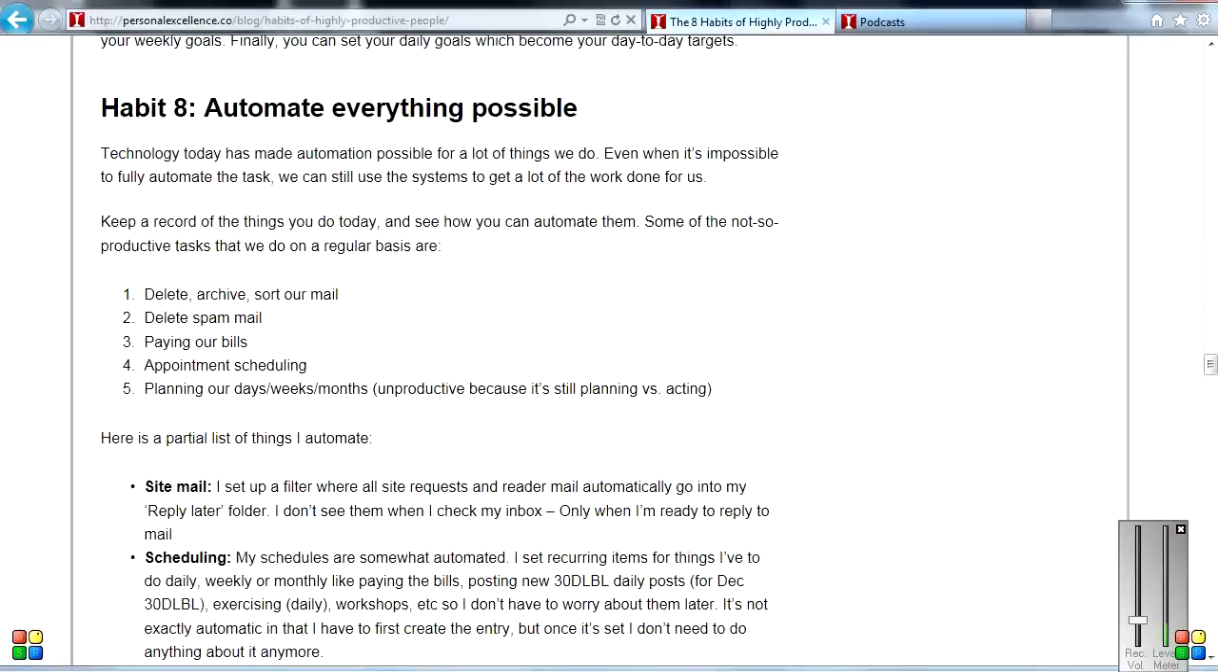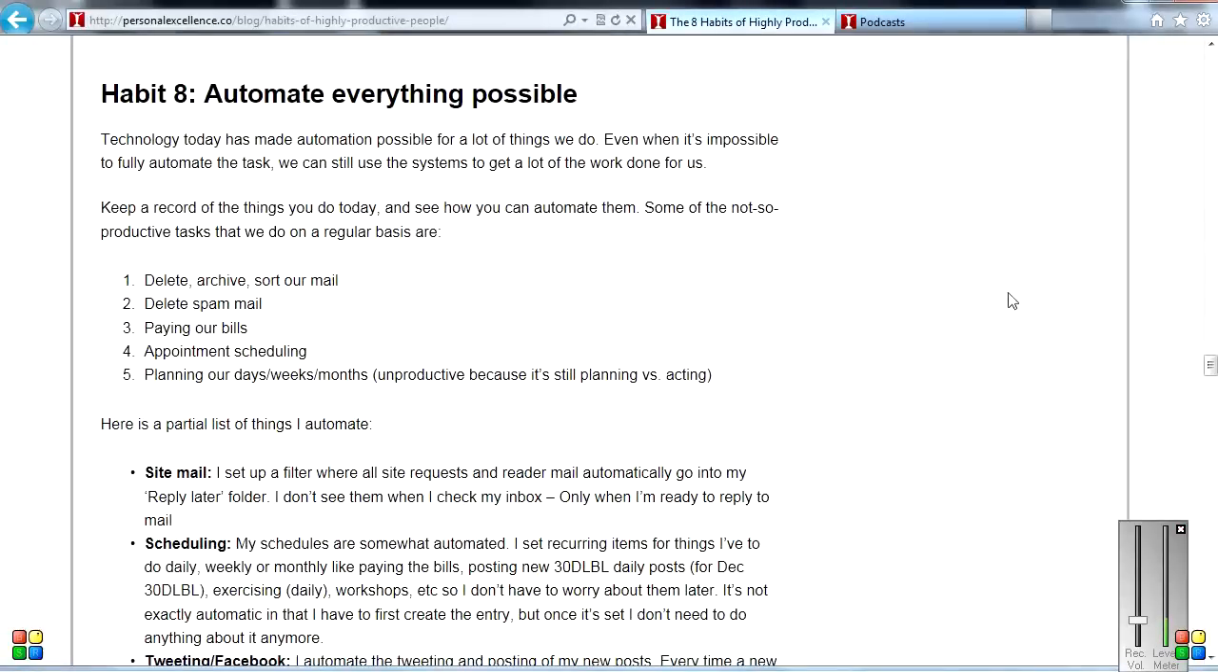Okay, last but not least, let us go to habit number eight, automate everything possible. And this is so crucial for me. In fact, I just recently wrote an article about outsourcing, whereby I share how I've outsourced various tasks of my business and systemized various things, and it's freed up so much of my time for more high-value work. And that is pretty much in line with habit number eight.